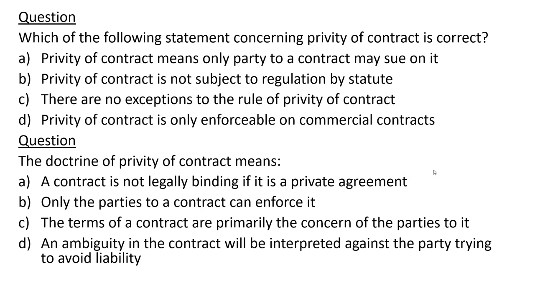Similarly, going to the second question, the doctrine of privity of contract means a contract is not legally binding if it is a private agreement. Only the parties to a contract can enforce it. Yes, only the parties to a contract can enforce the contract, but there are exceptions where a third party can sue on the contract if any one of the parties is not fulfilling the contract.